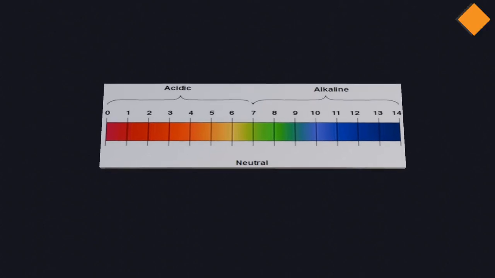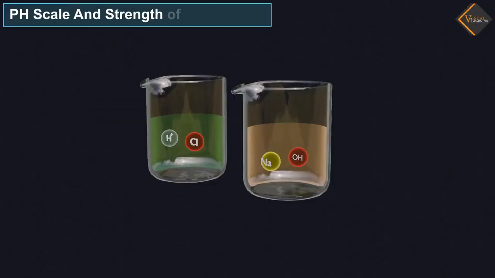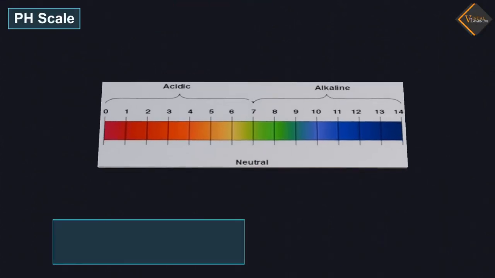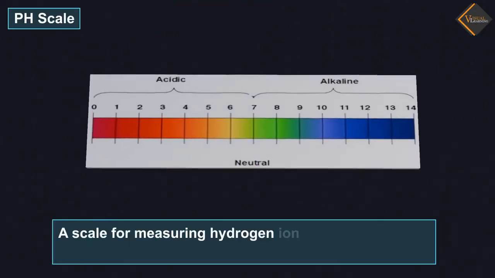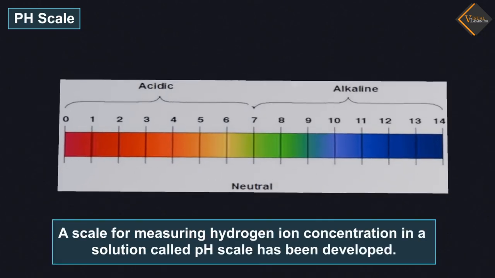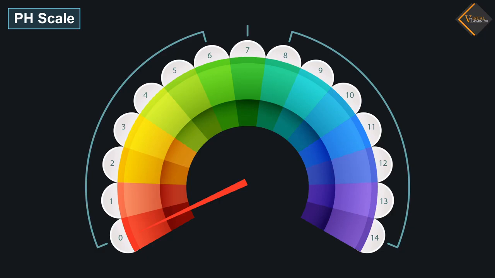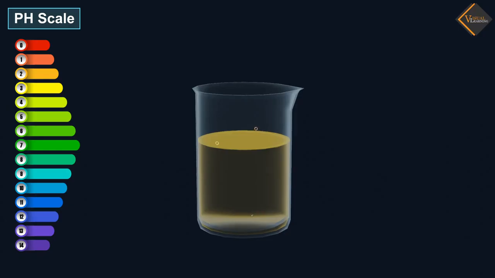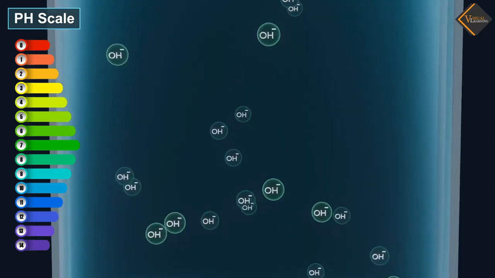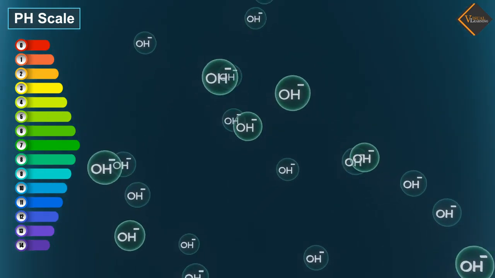In this video, we will understand pH scale and strength of acid and base. pH scale: a scale for measuring hydrogen ion concentration in a solution, called the pH scale, has been developed. On the pH scale, we can measure pH generally from 0 to 14, 0 being very acidic and 14 being very basic. pH should be thought of simply as a number which indicates the acidic or basic nature of a solution.